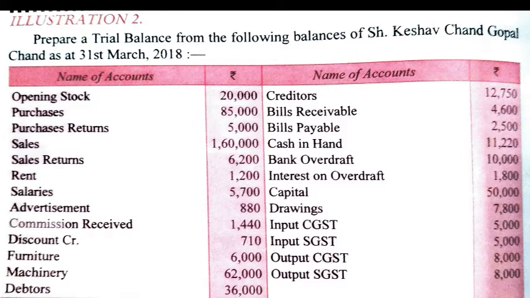Basically, when we speak about trial balance, it is a list of balances of all ledger accounts and the cash book. You can also say it is a statement and it is not an account. It is neither a part of the double entry system nor does it actually appear in the books of account. It is just a working paper.